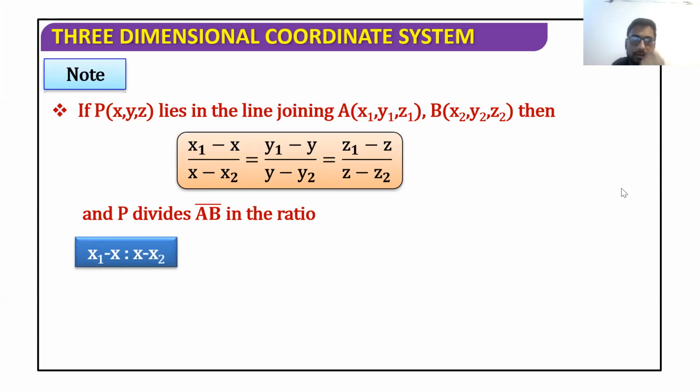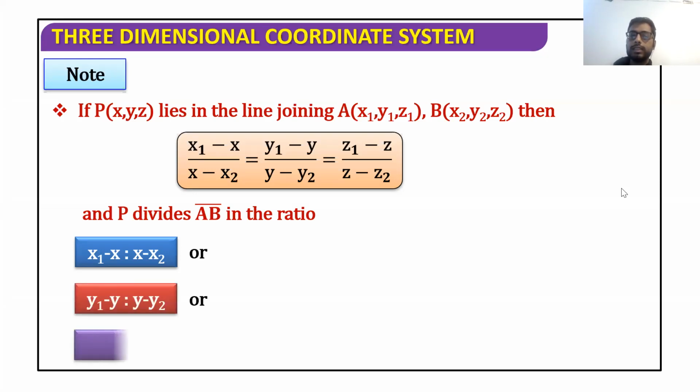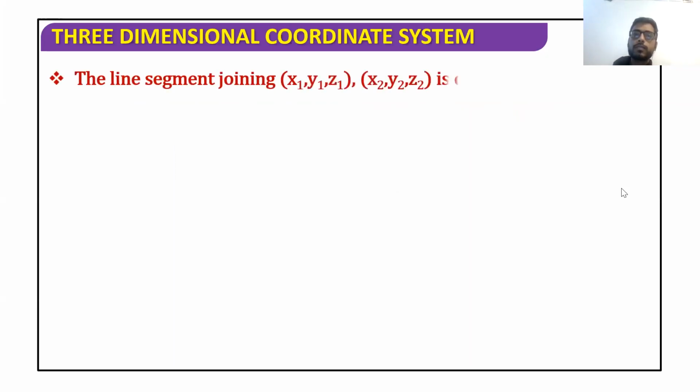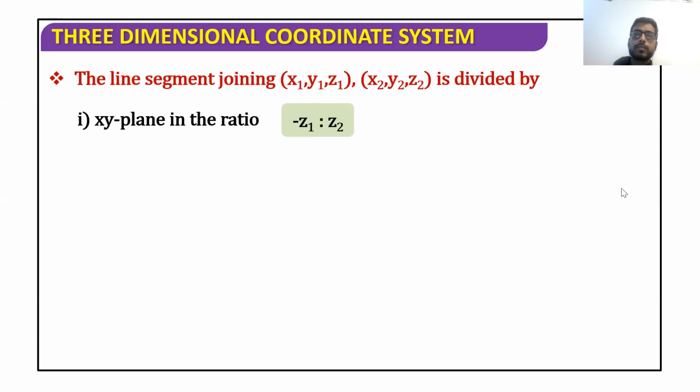Therefore, I can say that if there is any point P which lies on a line when I join the 2 points A and B, that point P is going to divide that line AB in this ratio, either x1 minus x upon x minus x2, or this or this. The ratios are going to be the same for the x coordinate, y coordinate, and z coordinate. So this is an important point.